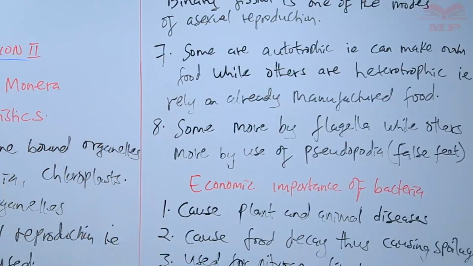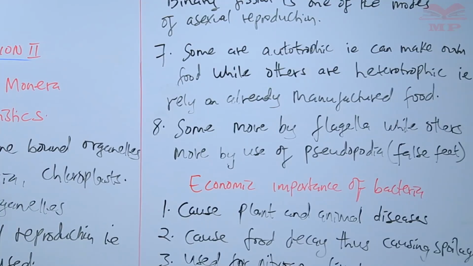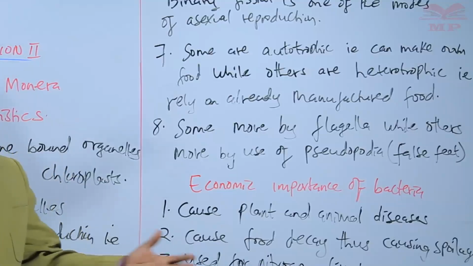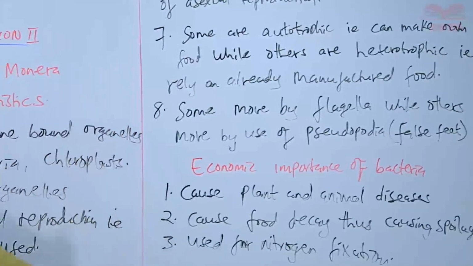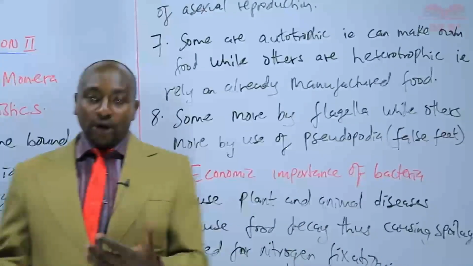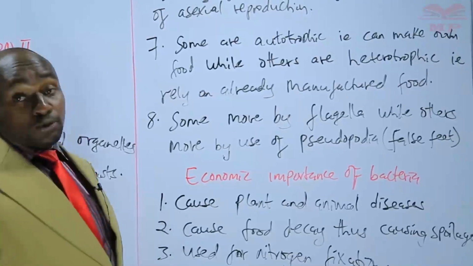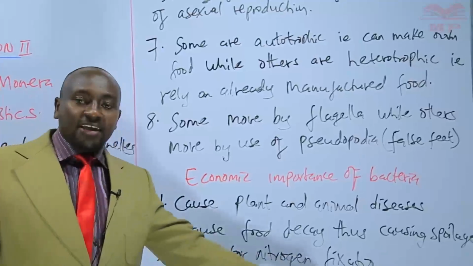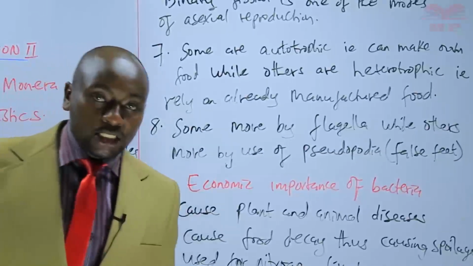Then finally, we have also looked at the economic importance of bacteria, whereby we've said that they cause plant and animal diseases. We have diseases such as cholera and typhoid in humans, and so on and so forth. They cause food decay, something that leads to spoilage of food. That's why food cannot be kept for a very long time because of the bacteria. And then finally, bacteria are used for nitrogen fixation so that nutrients can be added into the soil.